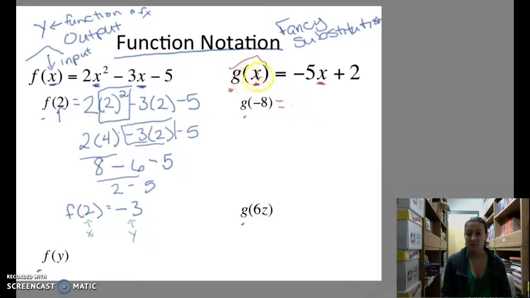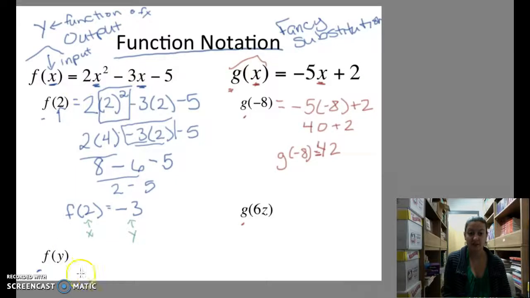Go over to our g function. It's going to equal, remember, we're going to write the exact same function, but instead of our x, we're going to write this, our new input. Do our multiplication first. And we've got 42. So g at -8 equals 42. Our input was -8. Our output is 42. Easy peasy.